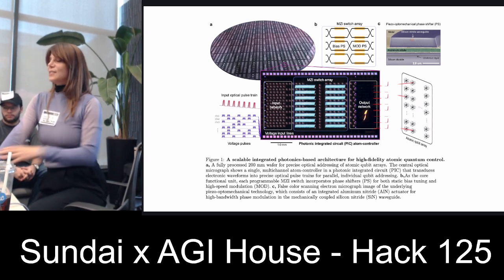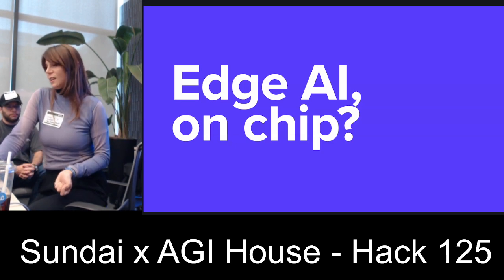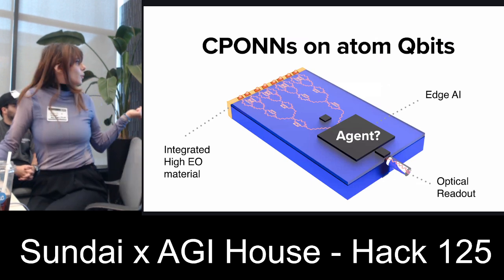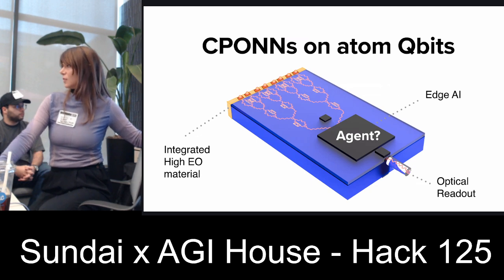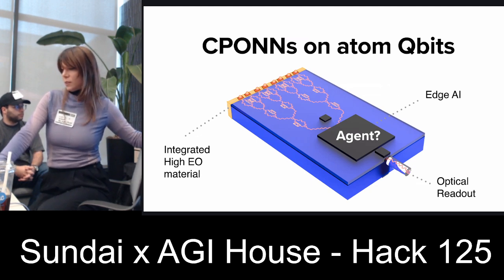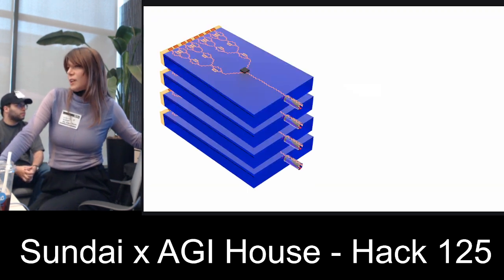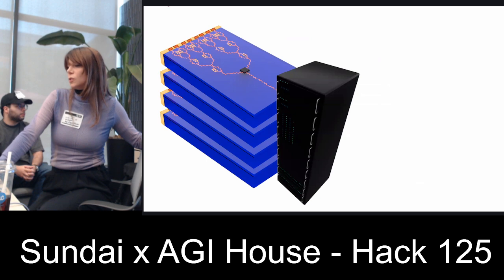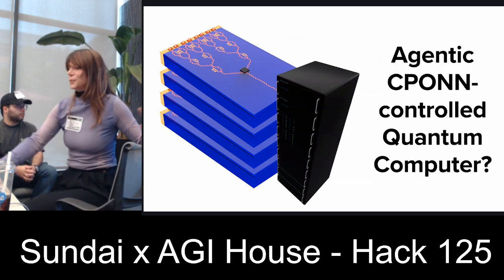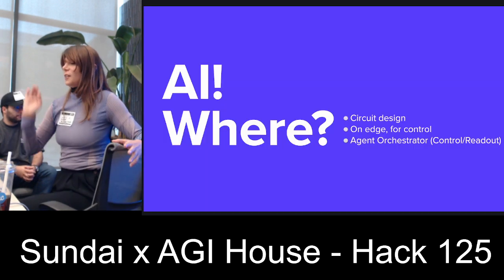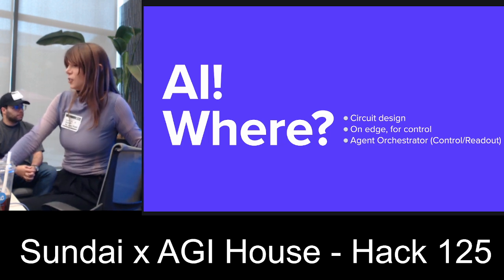Okay. So another idea that comes to mind: what about we put an agent or an AI on chip? Of course, you have a co-packaged optical chip where you can have the agent live on the electronics and do the control of the QPU. Or you could have a stack of chips and have a cluster essentially do the control of the atoms. And this would be an agentic co-packaged neural network controlled quantum computer. So what I covered today is AI where? In the circuit design, on edge, or as an agentic orchestrator.